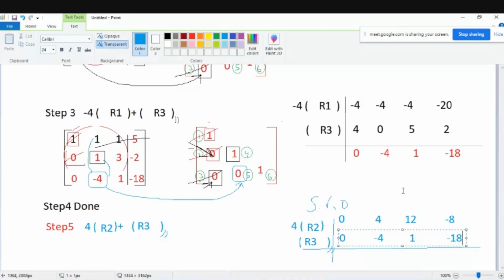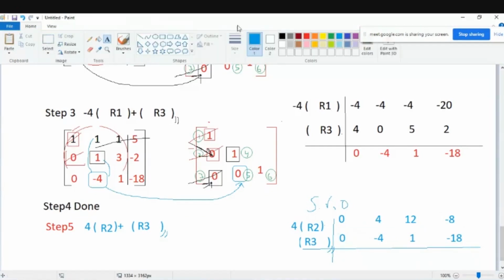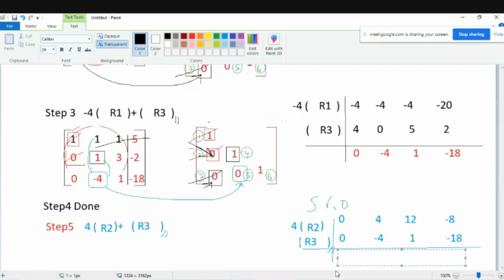Perfect. Now try to add all of those together. When you add them, they will give you what? 0 plus 0 gives 0. 4 minus 4 becomes 0. 12 plus 1 becomes 13. And -8 minus 18 is -26. Correct. -26. Here it is.